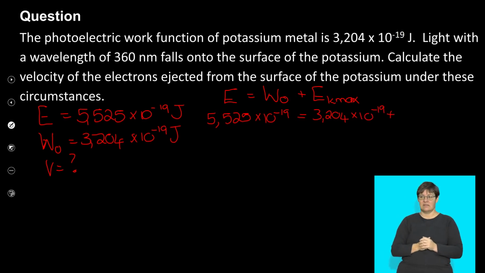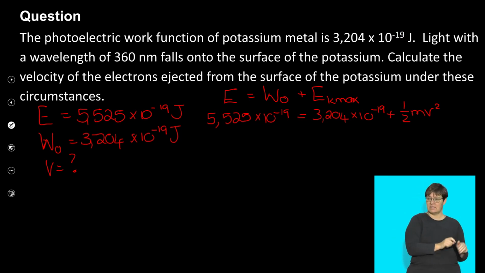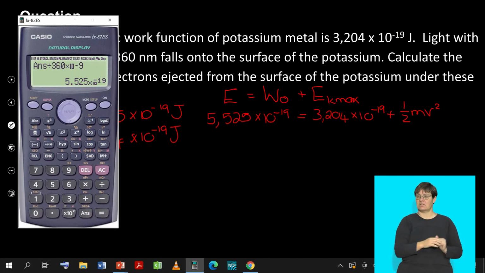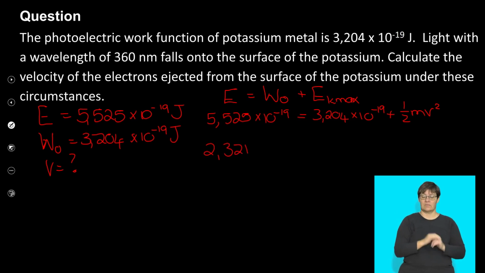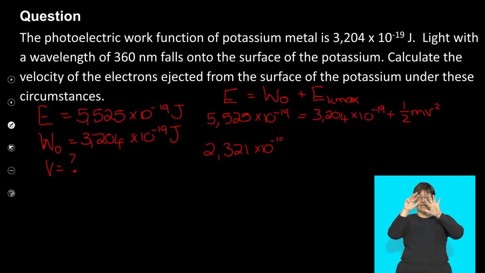The equation to calculate kinetic energy is a half mv squared. I'm just doing this in separate parts because I'm going to run out of space. So I'm going to quickly do the minus. So the 3.204 needs to go over. I've already got my answer. I'm going to minus 3.204 times 10 to the minus 19, and I get 2.321 times 10 to the minus 19.